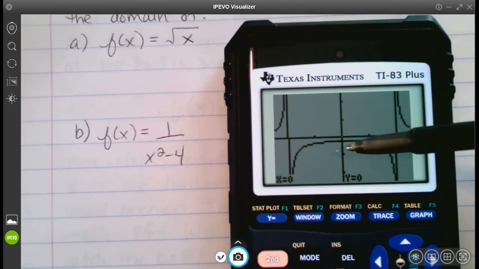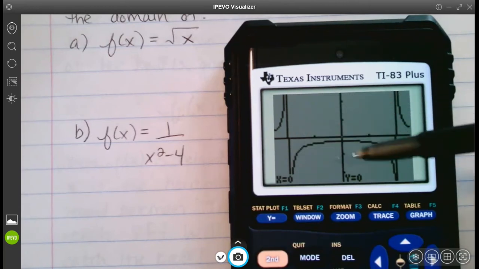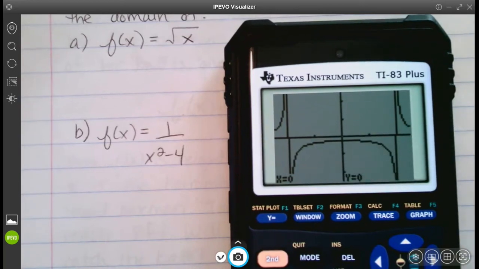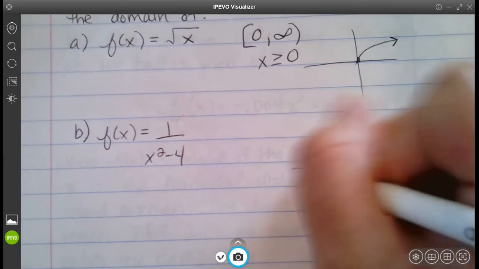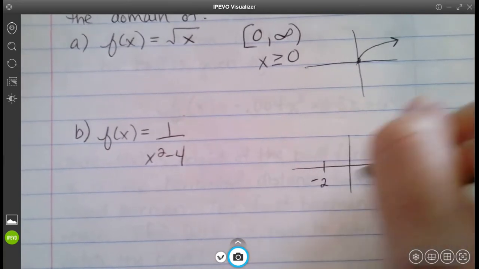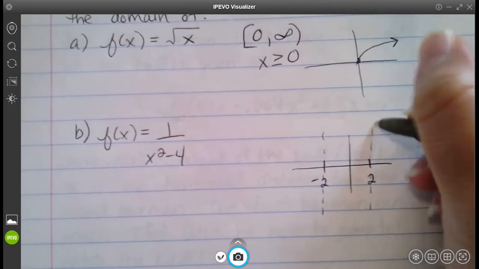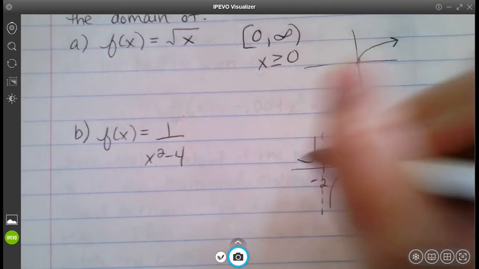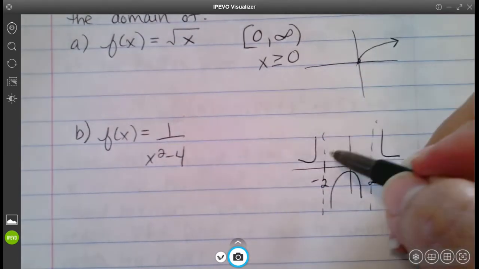And it's a little misleading because there is nothing here, but yet the calculator is showing us there's a line there. Well, the line represents an asymptote. So what's happening here is that this graph looks kind of like this. It has an asymptote at -2 and an asymptote at 2. Okay, something like that. And the graph is doing something like this. I know, crazy, right? But this is a rational function. That's why it looks kind of weird.